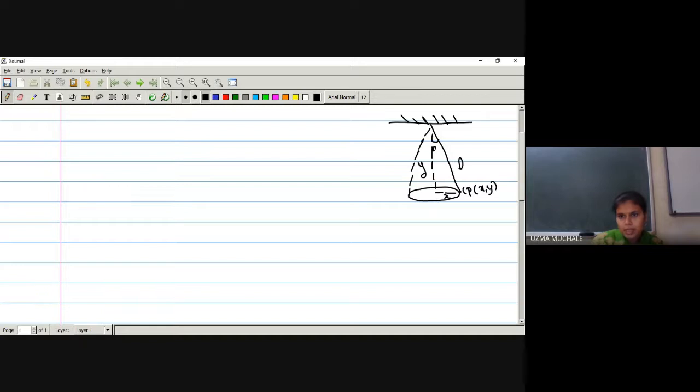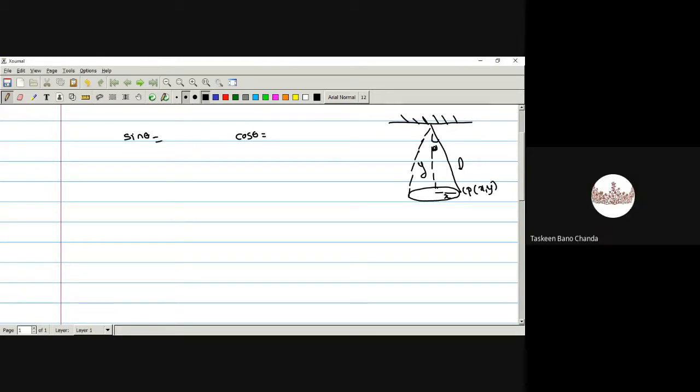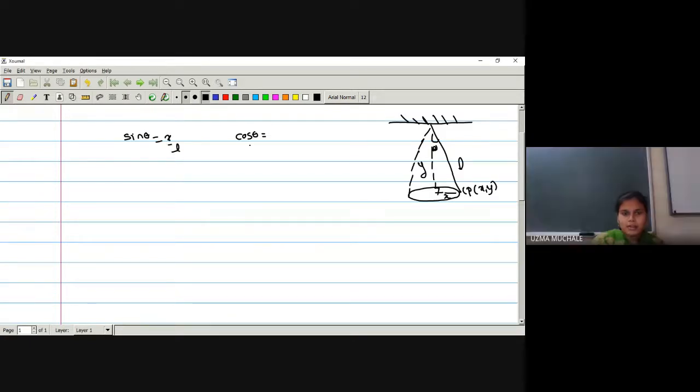This is the angle theta, and with the help of angle theta we have found the values of sine theta and cos theta. What were the values of sine and cos theta that we saw in the last lecture? Can anyone remember? Sine theta is x by L, and cos theta is y by L. So in this way we have got x is equal to L sine theta, and y is equal to L cos theta.